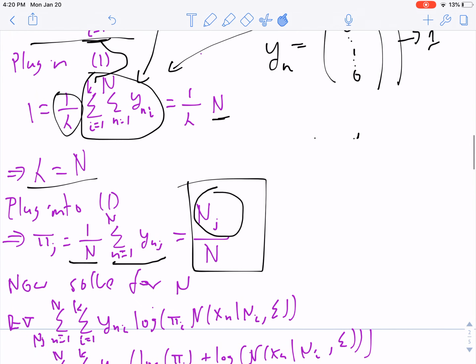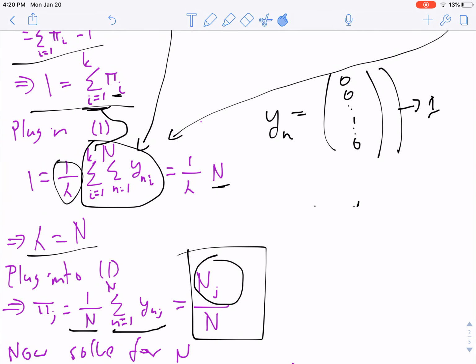So now we're going to solve for mu. I'd recommend that you just go ahead and pause the video here and see if you can walk through it. It's similar, but definitely a little bit more difficult than pi. And then we'll come back to it.